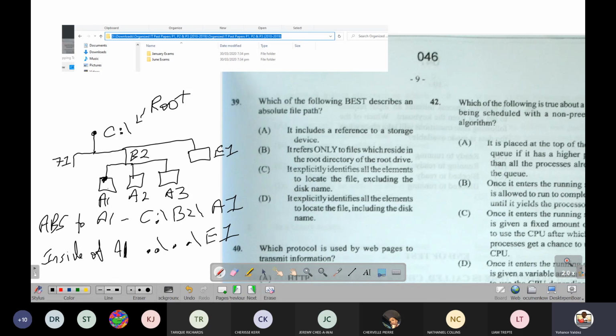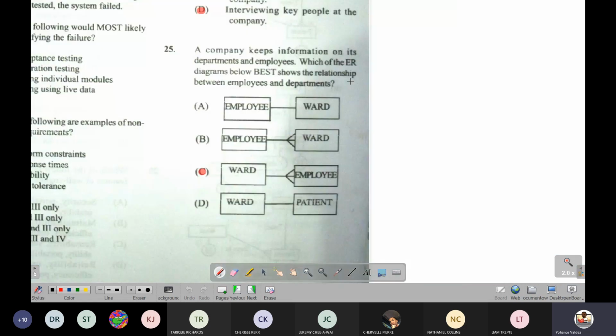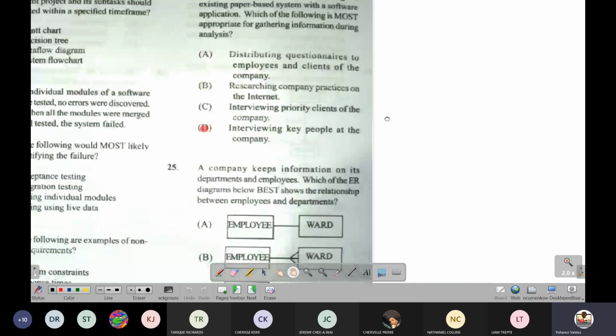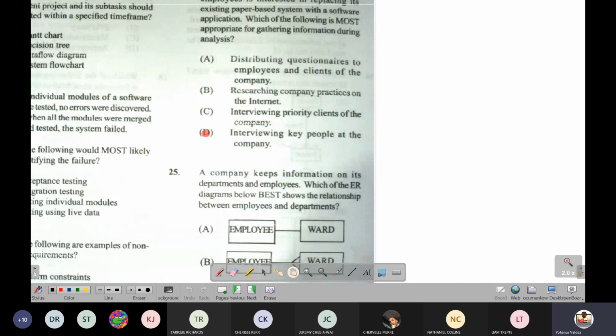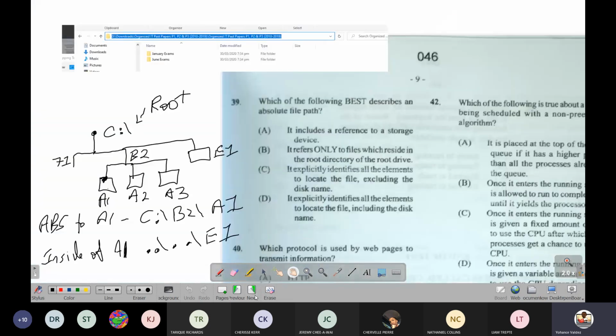The ComSci teachers do agree with me. I'm going back to the question with interviewing key people at the company. That is the answer that most teachers agreed with. So just to let you all know, interviewing key people at the company is the accepted answer, because of the size of the company.